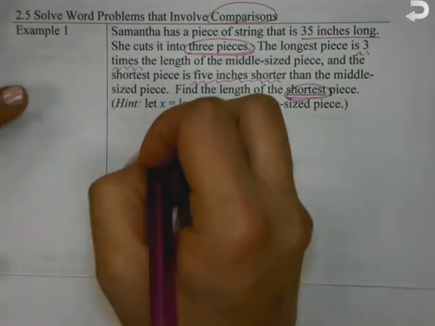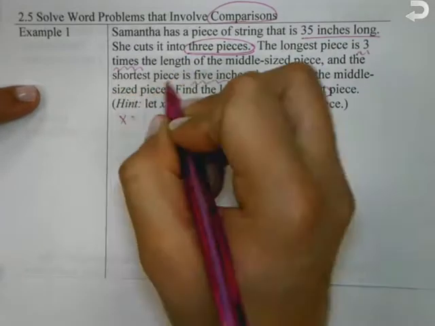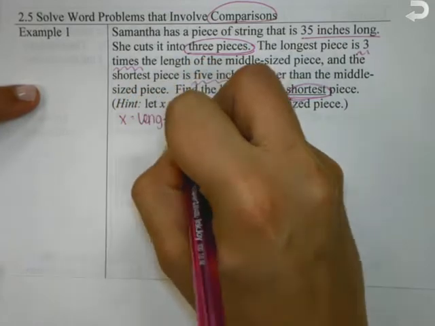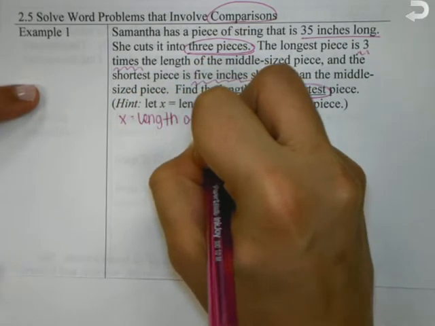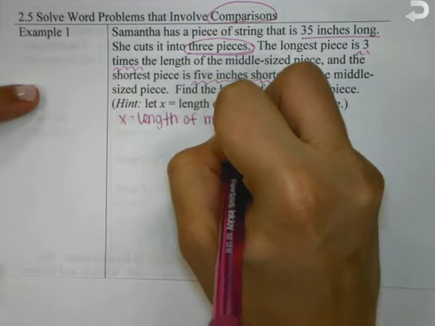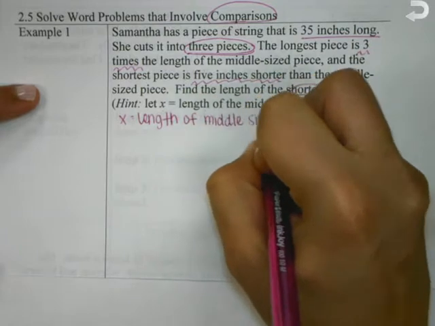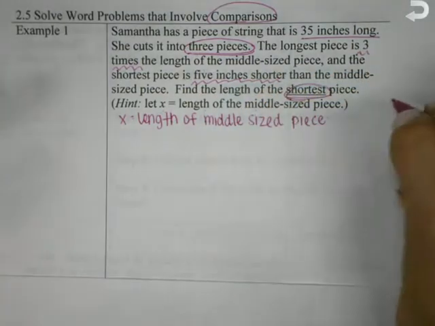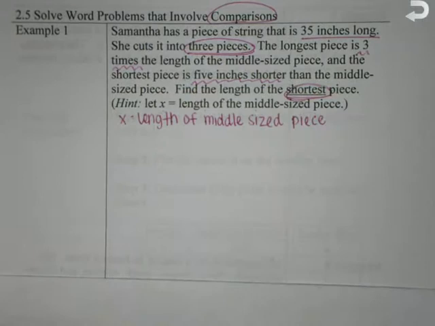So x equals the length of the middle piece, or middle-sized piece. So x is the length of the middle-sized piece. We're going to have to write an equation for the rest of them. The first thing that I always do with word problems, if I can, is draw a picture. So let's draw a piece of string.